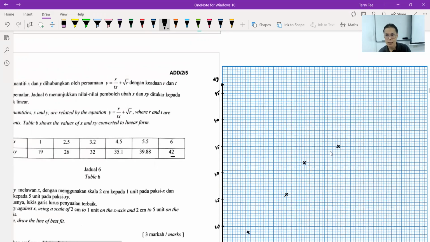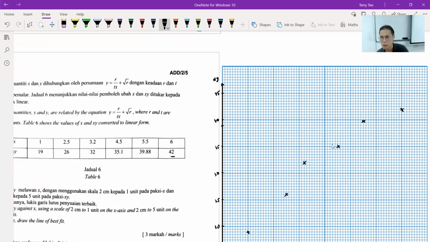5.5 will be 39.88. We should use 40. Yeah, 40. You can read 39.5 though. 39.88, maybe you can read 39.75, because remember this is 39. 39.5 is in between. 39.75 is half of the smaller box. So okay, I'll read 5.5 here slightly below, yeah, put a cross. And the last one is 6 and 42. 6 and 42 should be this value here.